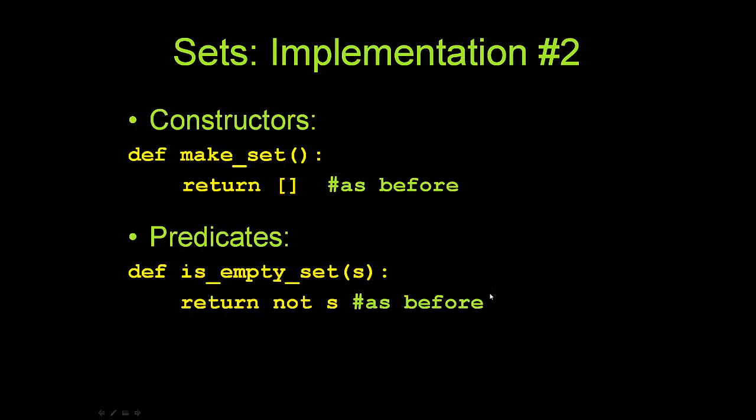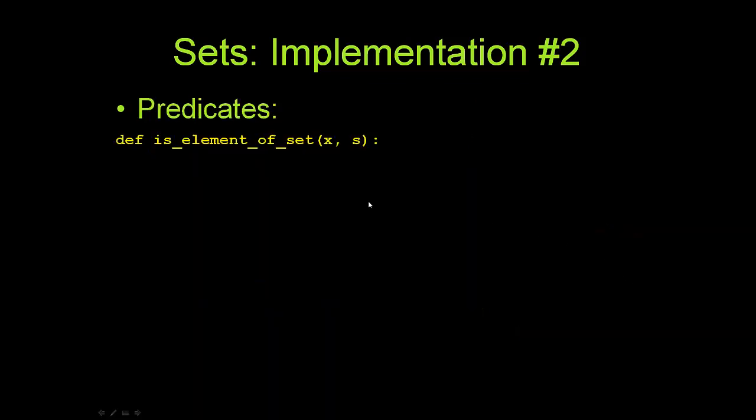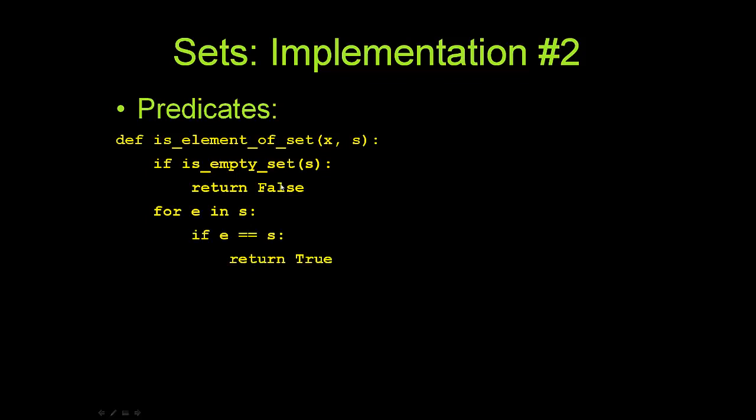Now, let's take a look at the implementation. For the constructors and predicates, everything's the same, no difference. Now, let's look at something else: is element of X. How does it work now? Basically the same thing. If it's empty, then return false. If not, then you check every element in S. If it's the same, return true.